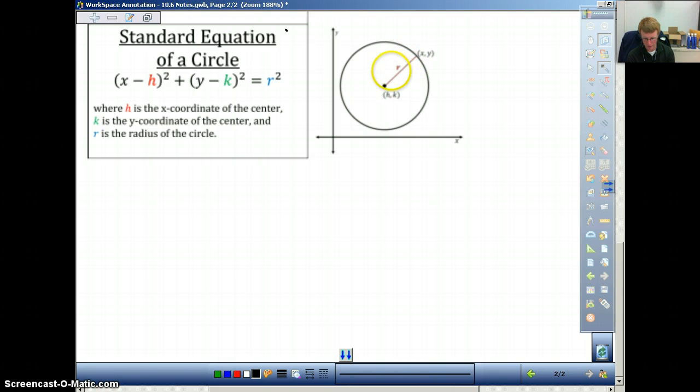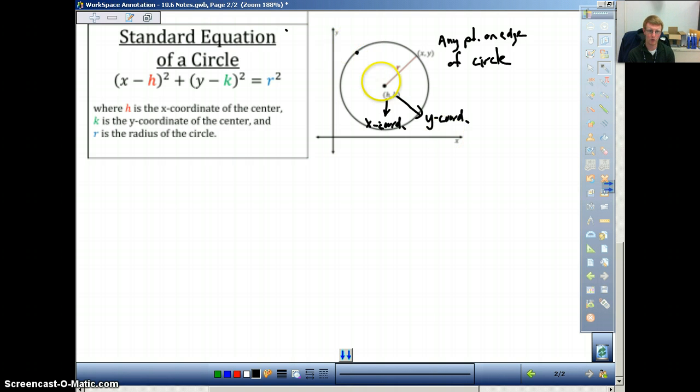So when you see the diagram of the circle, it says x comma y, but understand x comma y is going to be any point on the edge of the circle. So it could be over here. It could be anywhere around the edge, okay? And we've already said that h is going to be the x-coordinate of the center of the circle, and k is the y-coordinate.